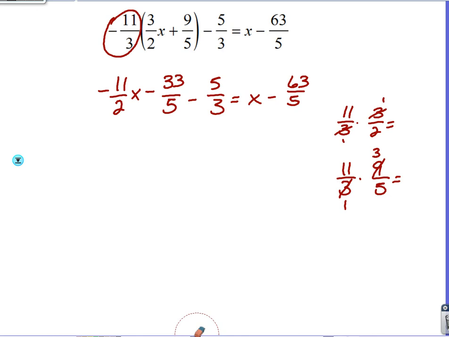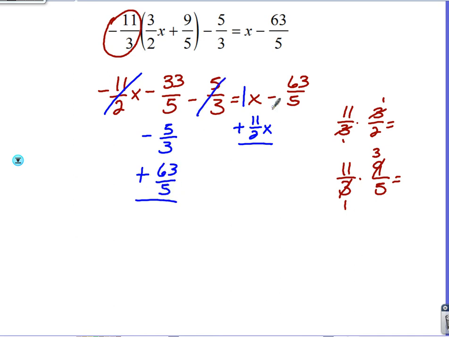We have negative 11 halves x and we have x. So we've got to take negative 11 halves and move it over here to the other side and change it to positive 11 halves. Which, by the way, once again, that's 1x there. And while we're at it, let's move this stuff to the other side. Negative 33 fifths combines with negative 5 thirds, combines with positive 63 fifths. I moved that, moved that. So now we're ready to go.